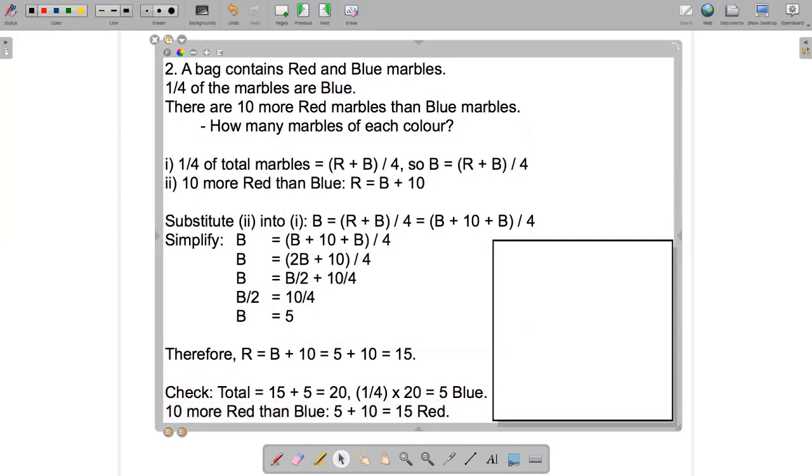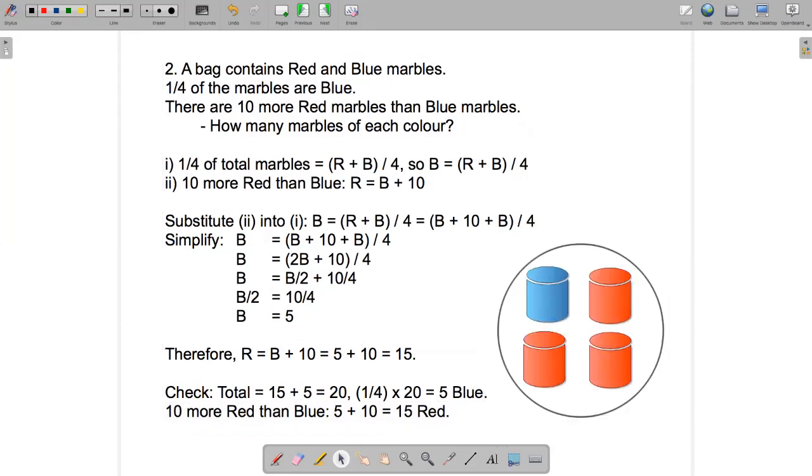Have a look at this diagram here to see what's going on. I've drawn the bag of marbles, and inside the bag, we're told that a quarter of the marbles are blue. So I've drawn 4 containers, 4 cylinders containing marbles. There's the same number of marbles in each cylinder. I don't know how many there are yet, but I do know that a quarter of the marbles in total are blue. So that's why there's 1 blue container and 3 red ones.